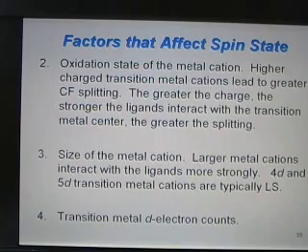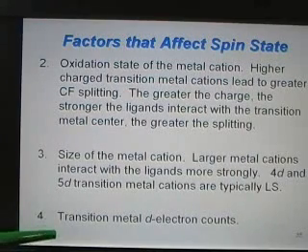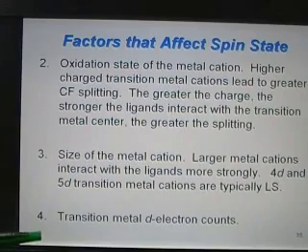Third is the size of the metal cation. If you have larger metal cations like those in the 4d and 5d rows, they're going to interact with the ligands more strongly, split the orbitals more effectively, and you're going to generally have low spin complexes. Also, the transition metal d electron counts can affect whether you have a low spin state or a high spin state.